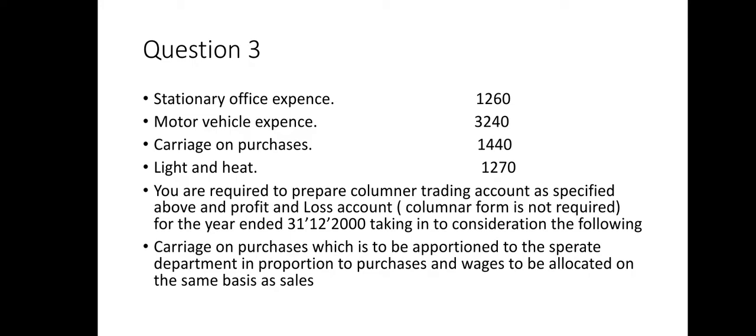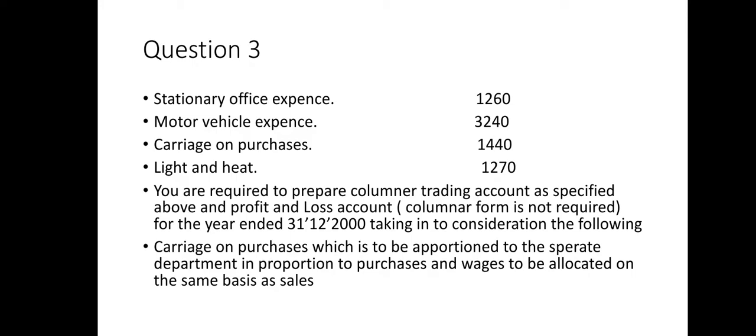Now we will move towards the requirement. You are required to prepare a columnar trading account. Columnar trading account means that we will prepare the trading account with different columns: a column for Department A, a column for Department B, and a column for total. It means 3 columns will appear on the debit side of the trading account, and similarly 3 columns will appear on the credit side of the trading account.